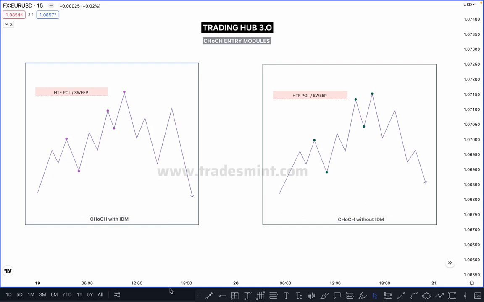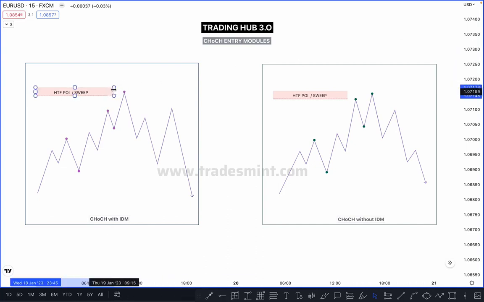First of all, we use change of character. Change of character means CHoCH, and we use it in a lower time frame for confirmation. When market taps on a PD zone and you switch into lower time frame confirmation, and the market breaks the first recent high or low, that's called change of character. Let me show you on a diagram, then I will switch into the real chart, then you can understand very easily and very quickly.